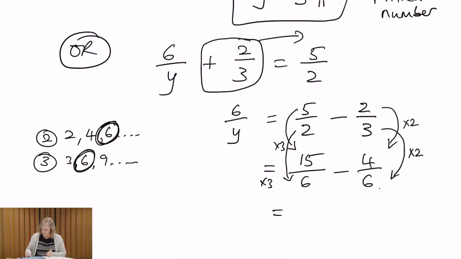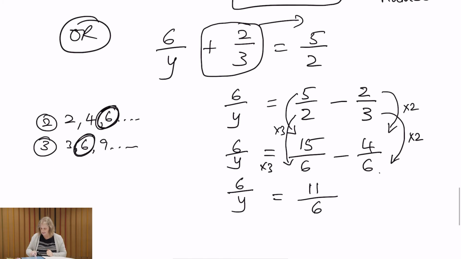Now, on the left-hand side, we still have 6 over y. We don't want to forget that. But on the right-hand side, now we can subtract those fractions with a common denominator of 6. So we can just subtract the numerators. 15 subtract 4 gives us 11 over the same denominator of 6.